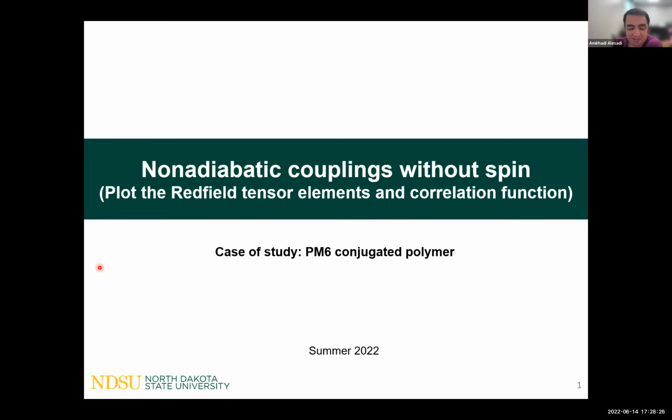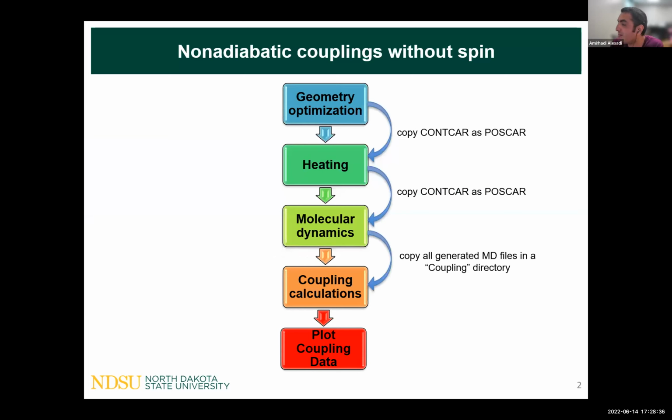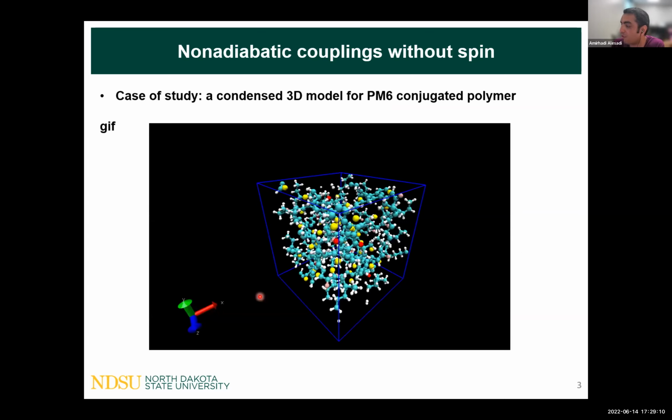We just use this non-adiabatic coupling without spin for a 3D condensed conjugated polymer system. Let's review the process here. We did the geometry optimization, heated up the system later, and then ran the system to get a molecular trajectory over time. Last week we had the knowledge transfer session on how to do coupling calculations and get coupling files. Today, the focus was on how to visualize the Redfield tensor and calculate the autocorrelation function.